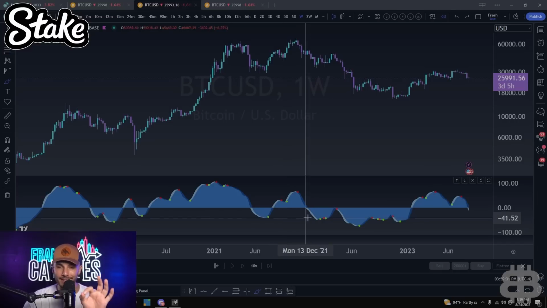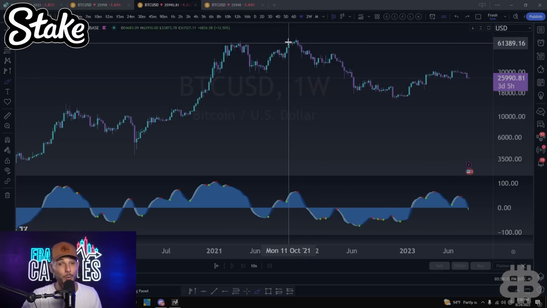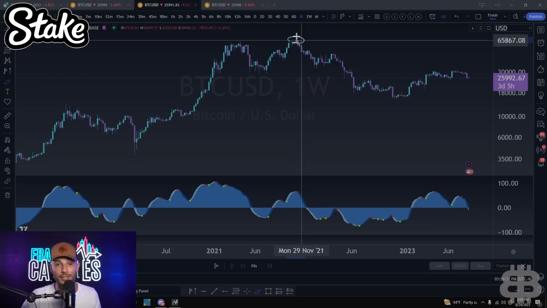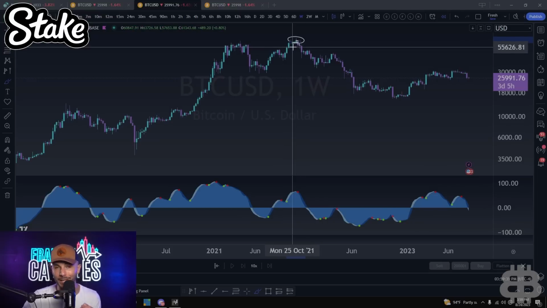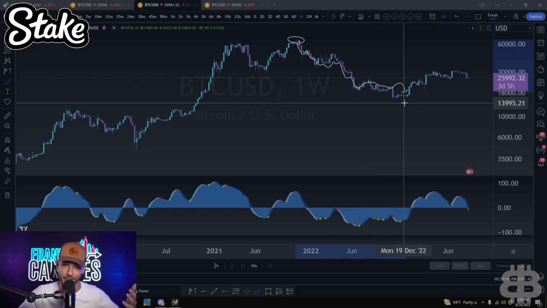And if you guys stick around till the end of the video, I'm going to talk about how you could have used Market Cipher B to realize that this was actually going to be a big top, and what the warning signs on Market Cipher B were that we were going to get this big move down, which wound up being the bear market of this year and last year.